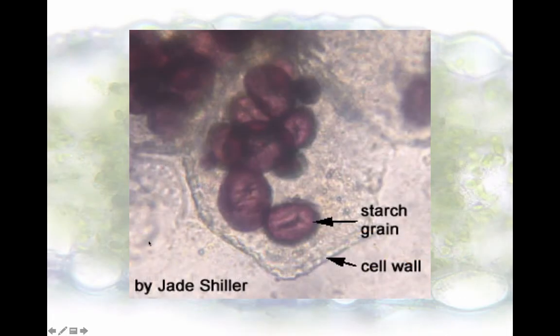Okay, so here is a cell. This is a cell from a bean, and the cell contains many amyloplasts. The amyloplasts stain purple here because we use a stain called IKI, or potassium iodide, which stains starch purple, and if you leave it on a long time it'll stain it black.